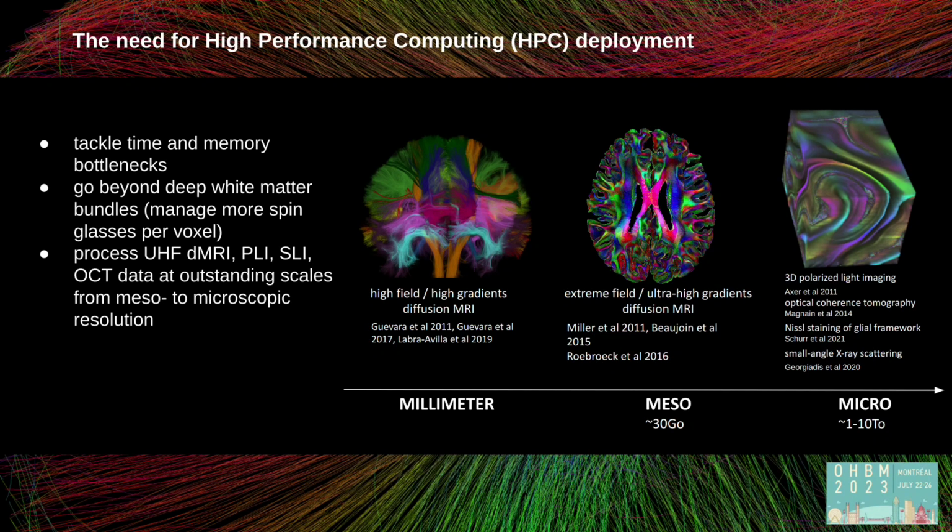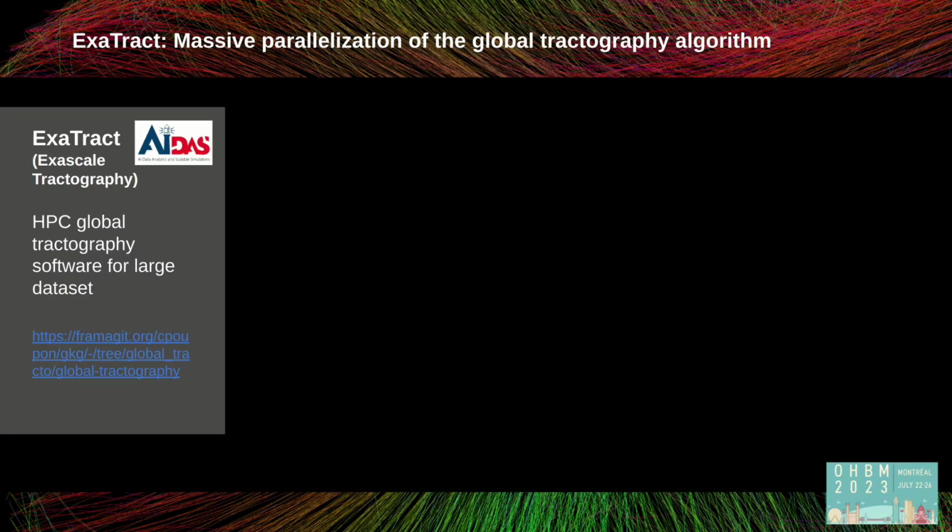bottlenecks. This will enable us to go beyond deep white matter bundles if we manage to get more spin glasses per voxel and process innovative imaging techniques such as mid-high field MRI, PLI, SLI, OCT, and X-ray scattering that have scales from the meso to the microscopic scales. So this is the purpose of the ExaHigh software that we are currently developing at NeuroSpin.